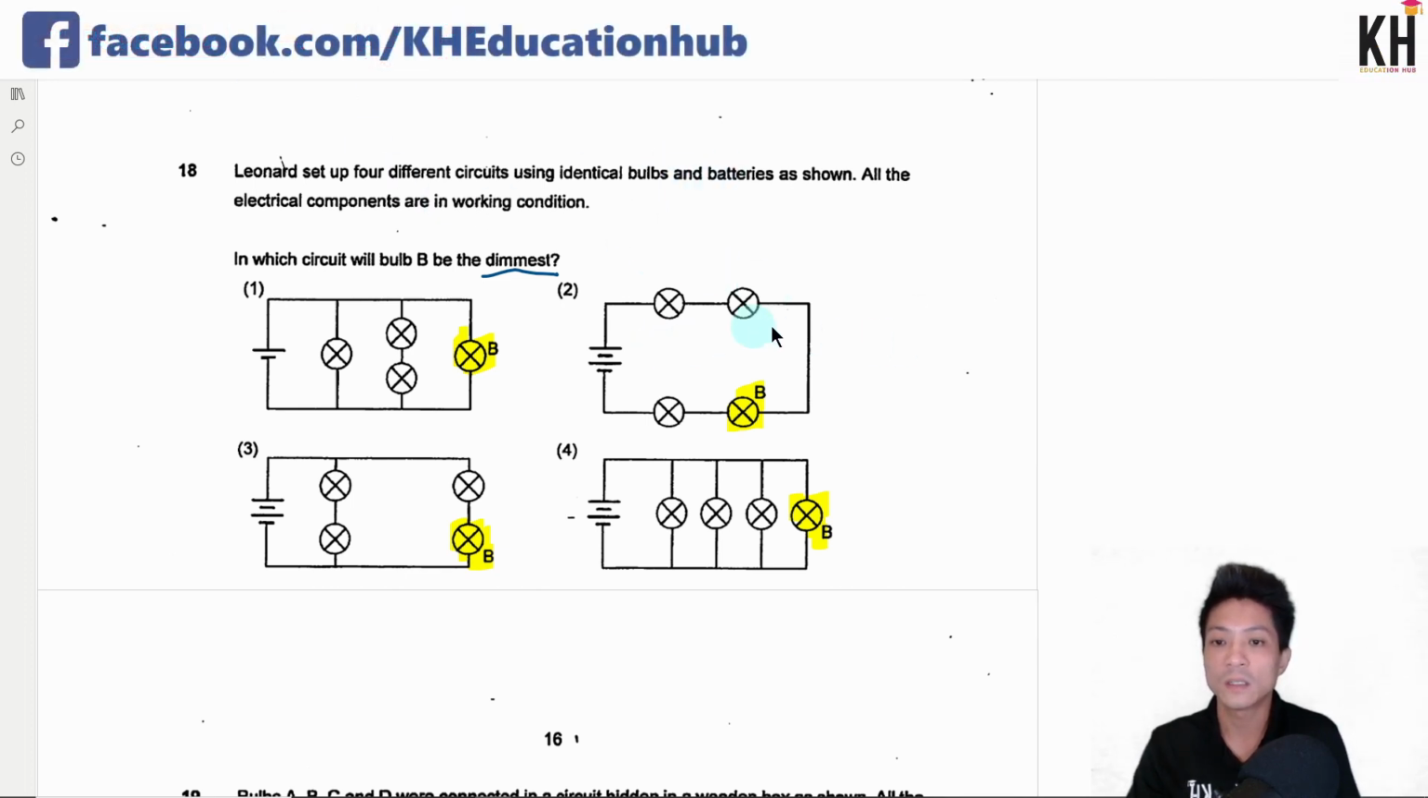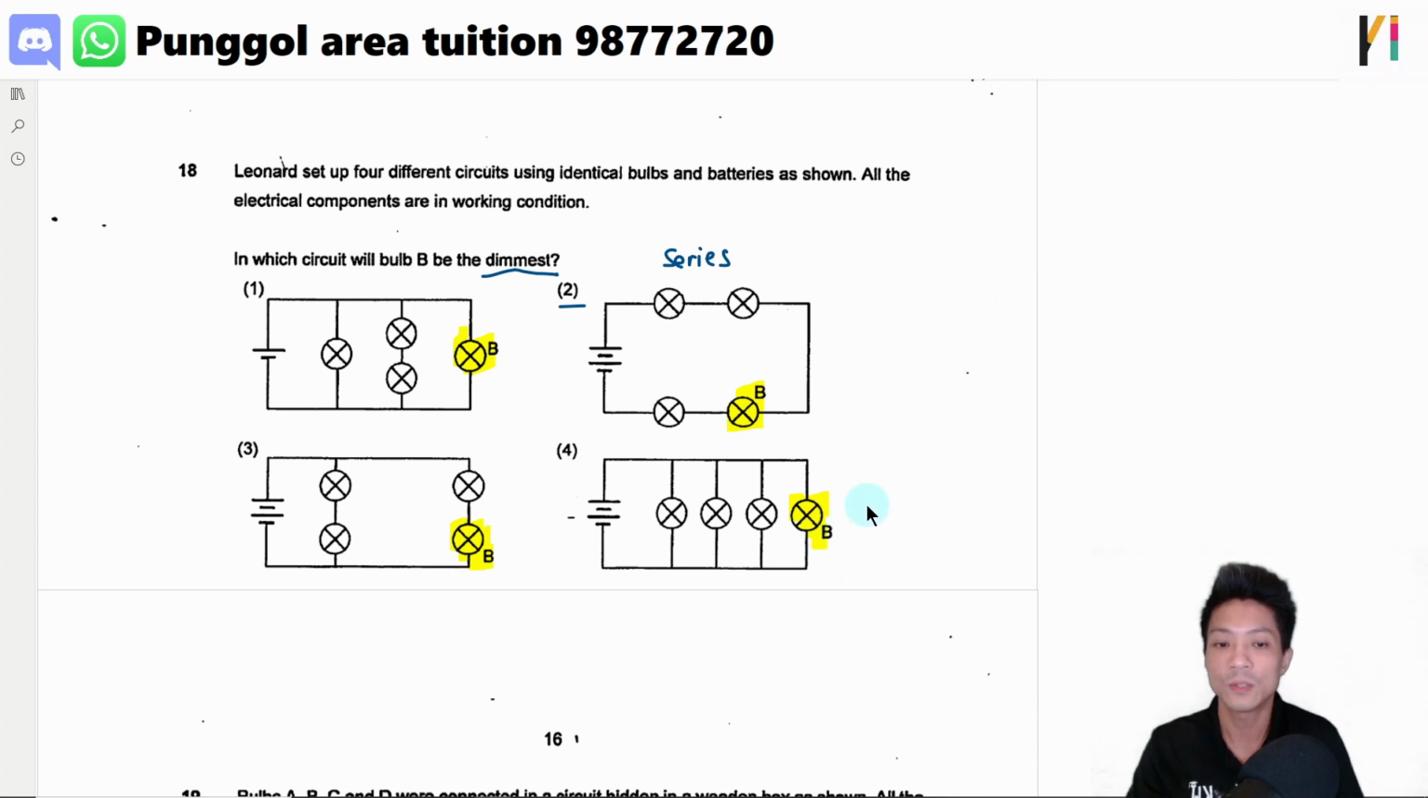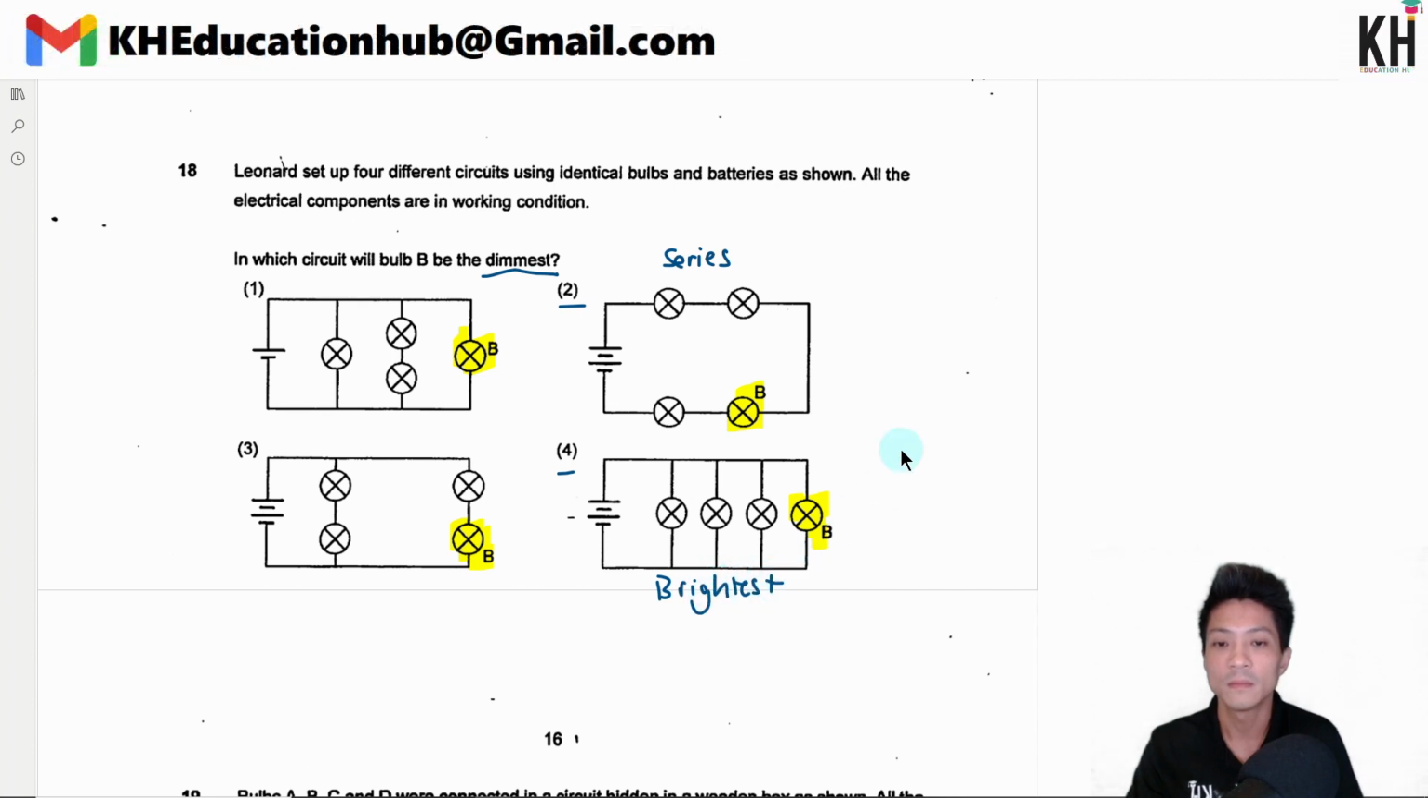In this question, the one that will be the dimmest will be option number 2, because these are all connected in series, right? If you recall, when you connect the bulbs in series, they will become dimmer. If you connect the bulbs in parallel, they'll become brighter. So option 4 is actually the brightest one. So if they want the dimmest, the option will be number 2, the one that is connected in series.